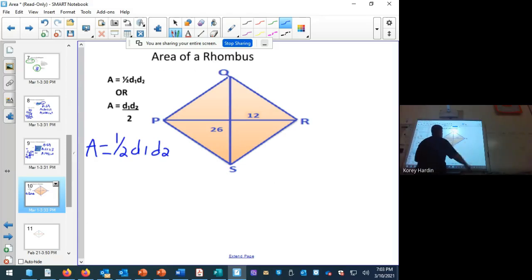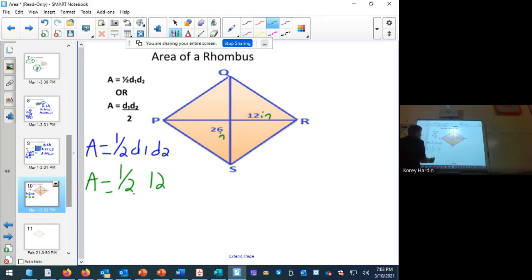So from P to R, it's 12 units, and from Q to S, it's 26 units. We're going to say inches, okay? So what I have is A equals 1/2. Then I'm going to put my first diagonal. It doesn't matter which one, but I'm going to put 12. And then my second diagonal, I'm going to put 26. Now, this is this formula. Okay, I'll show you how to use the other formula in a minute.